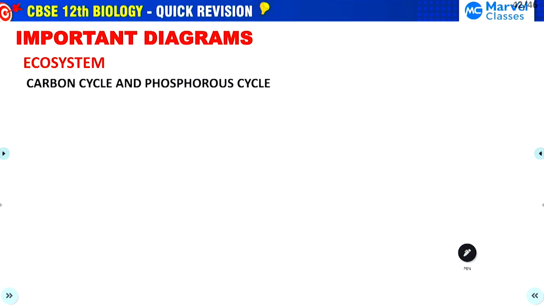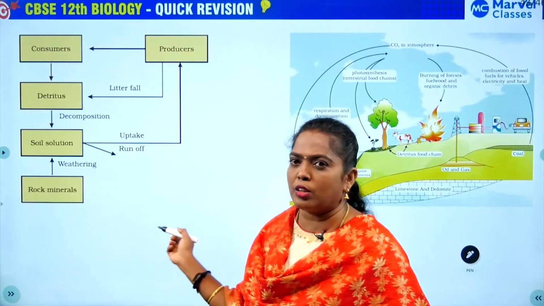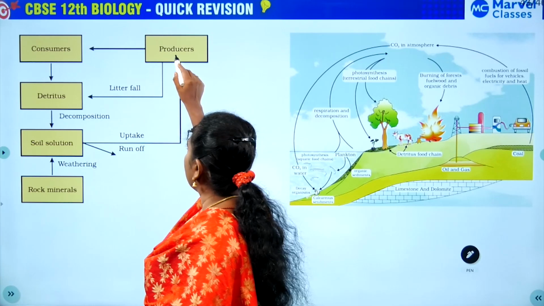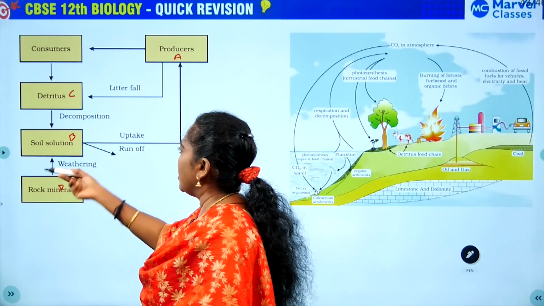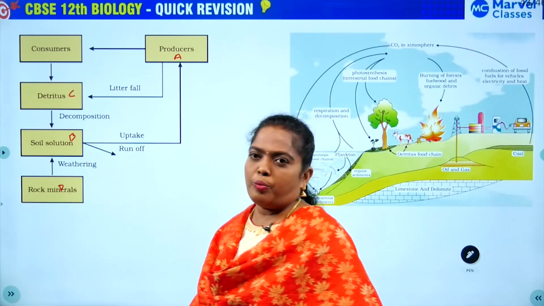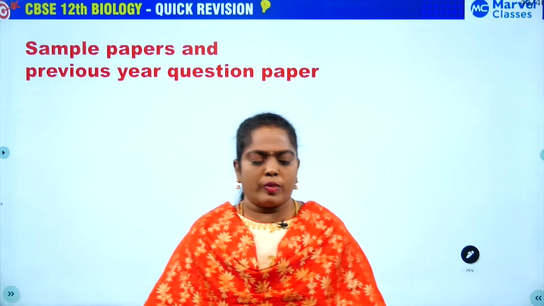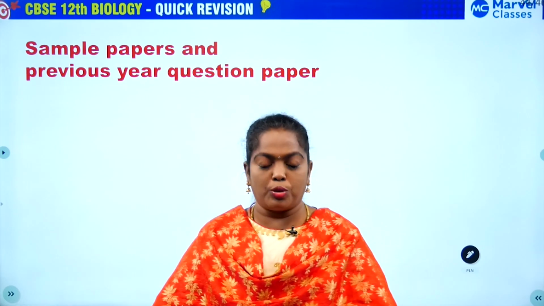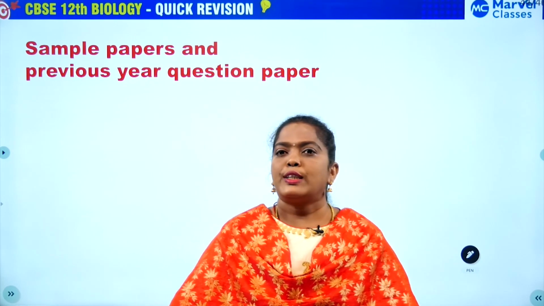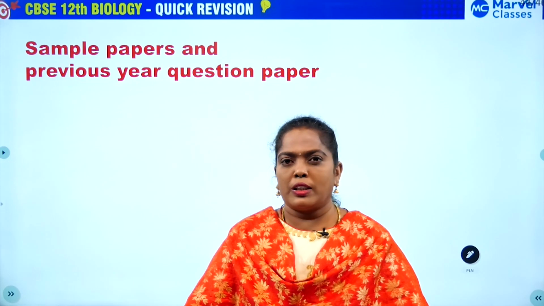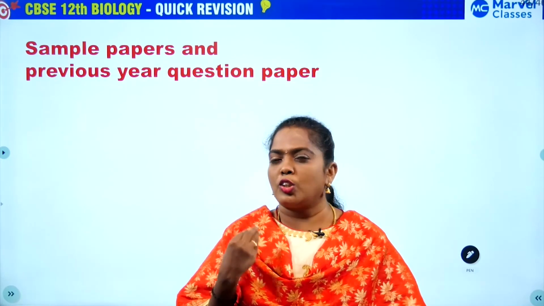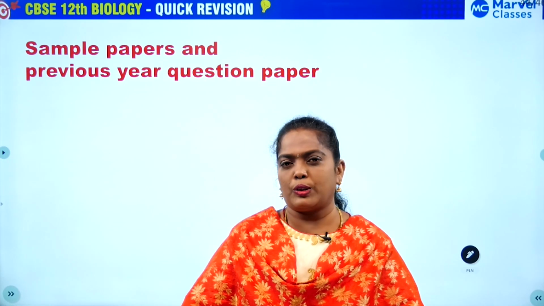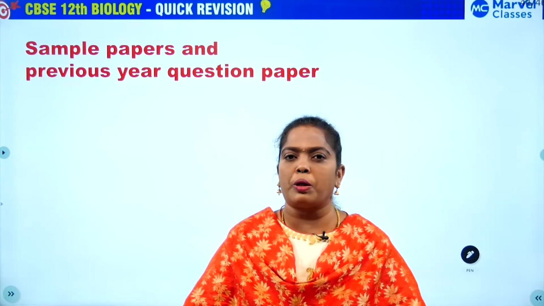Okay. Then carbon cycle and phosphorus cycle in ecosystem. These are the 2 important diagrams, and here also they will ask you A, what is this? Schematic representation, C, D, like that you have to tell. Okay. So, and then next step, what you have to do is just refer the sample papers. By this time definitely you would have at least 5 sample papers in your hand. Just go through that sample papers. Okay, and the previous year question paper also.